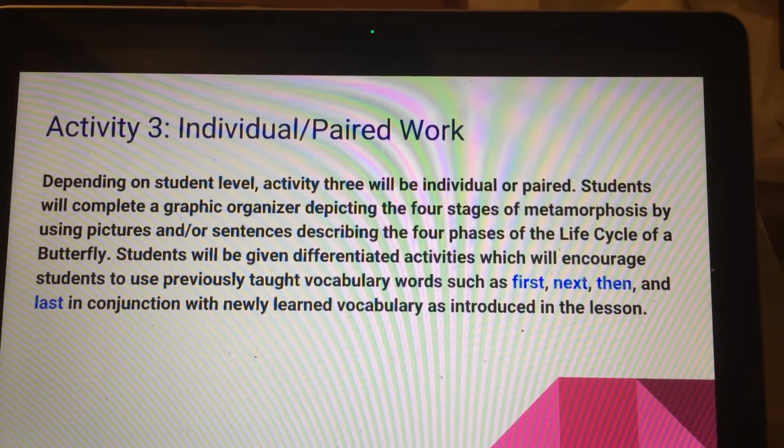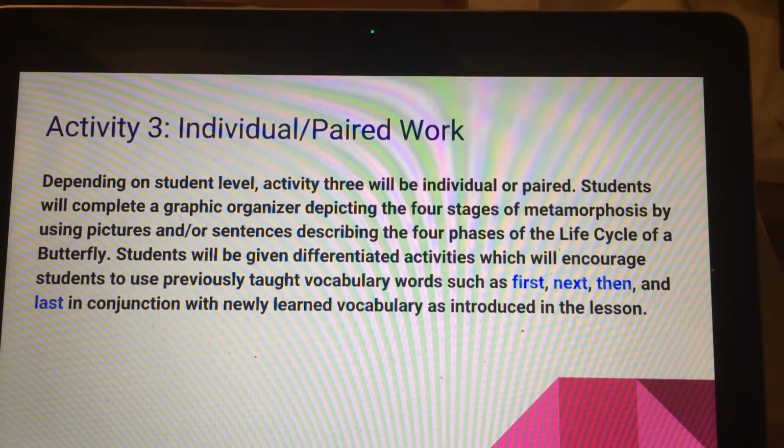Activity 3 provides the opportunity for independent work, depending on student level. Individually or in their home language pairs, students will complete a graphic organizer depicting the 4 stages of metamorphosis. This will be leveled appropriately using pictures and/or sentences.